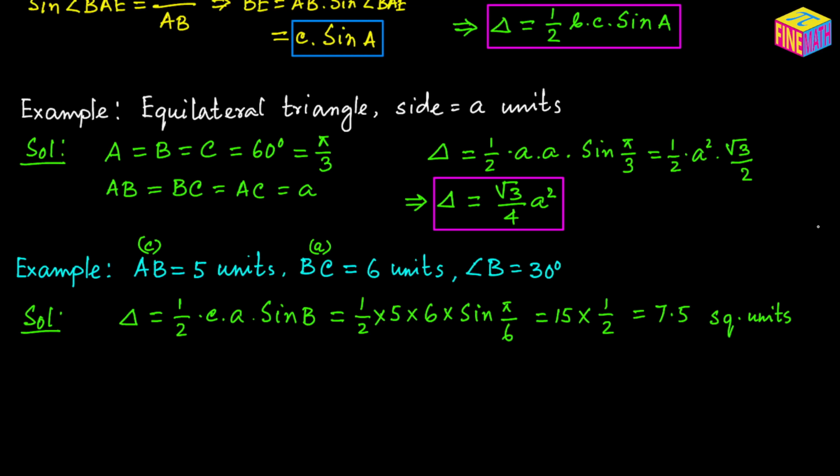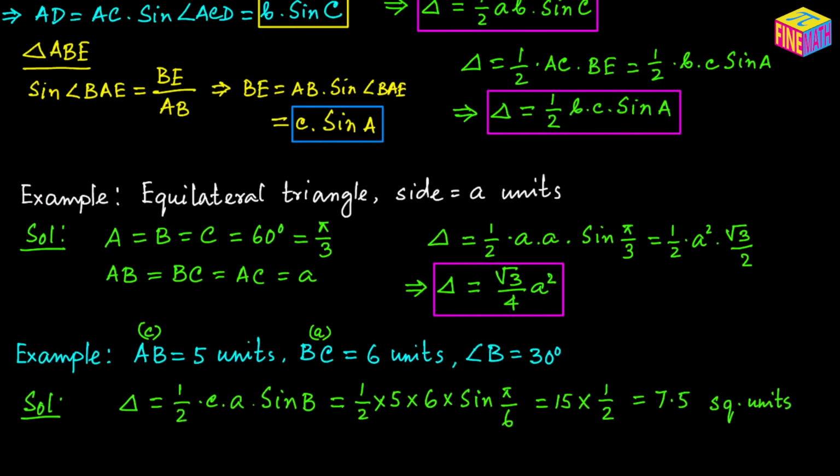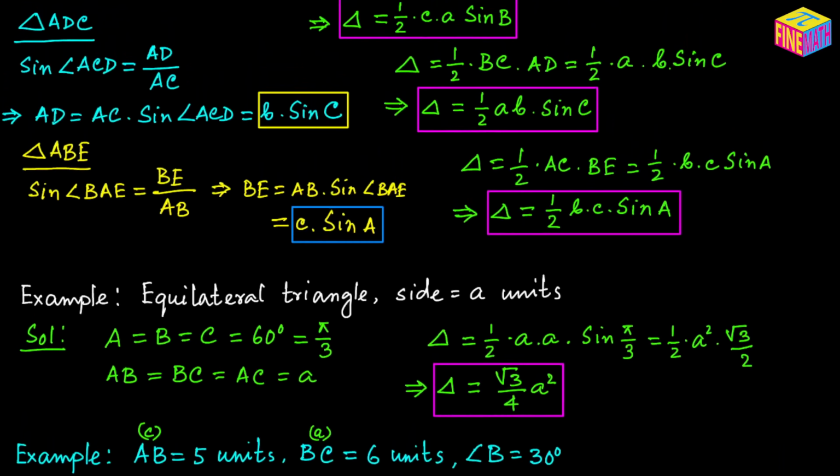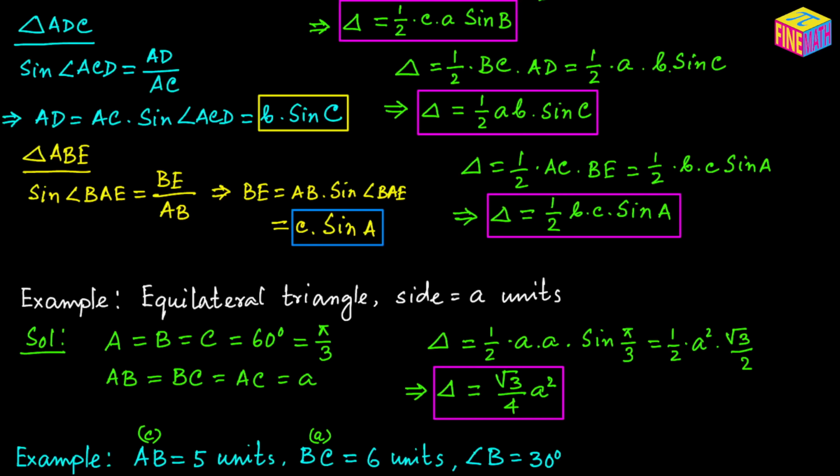So all these three formulae are very handy. You can just remember one of them and then easily remember the other two. It's very easy. All you have to remember is that the area of a triangle is equal to half times the product of any two sides times the sine of the included angle between those two given sides. I hope everything made sense.